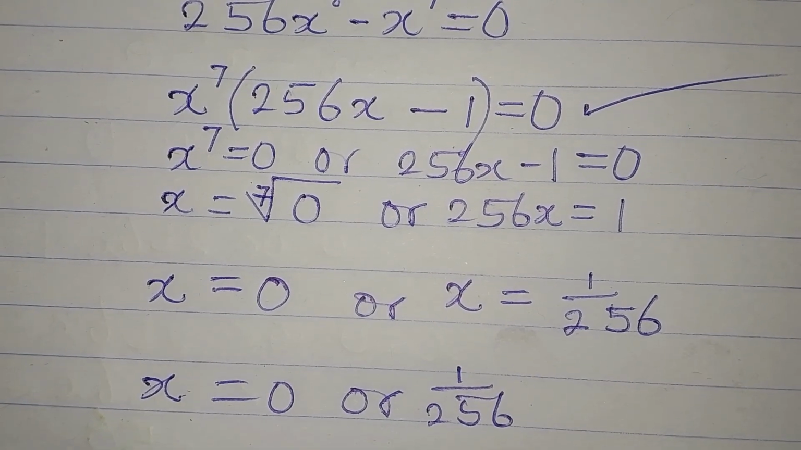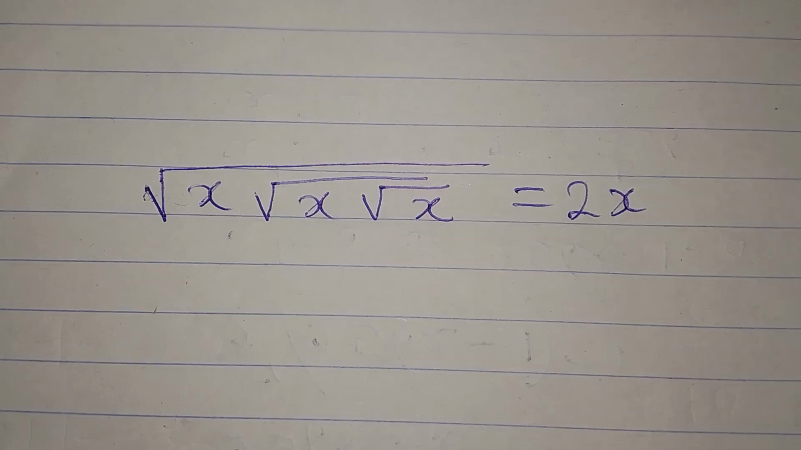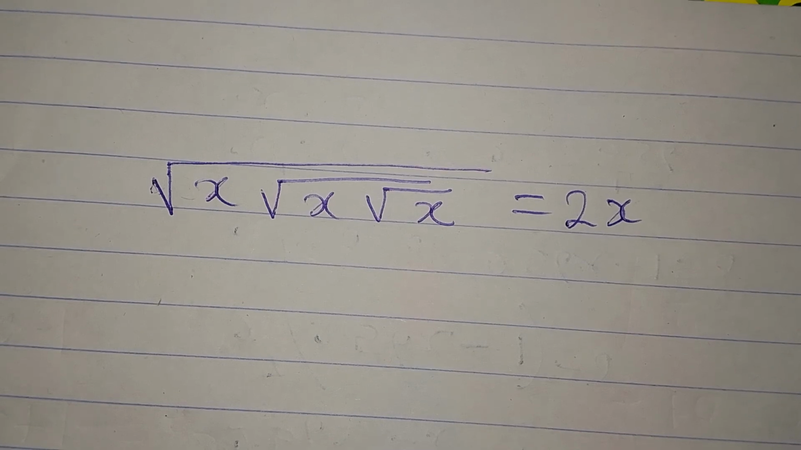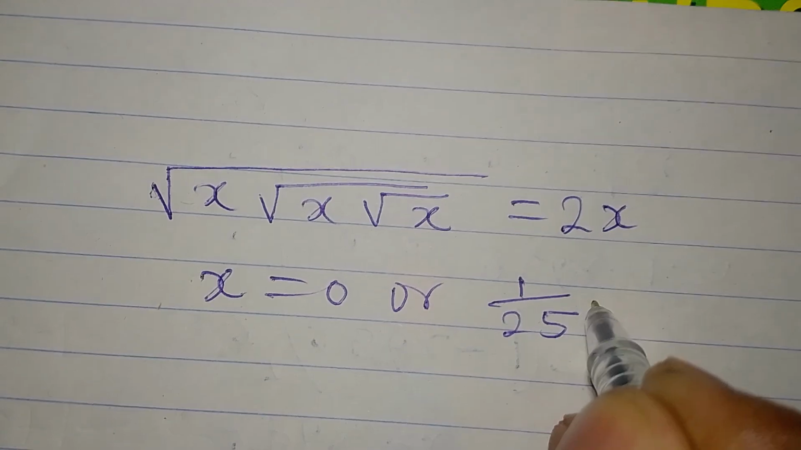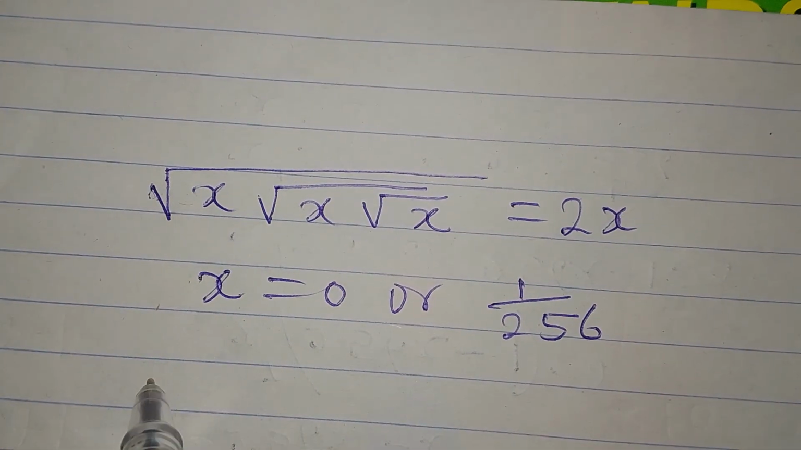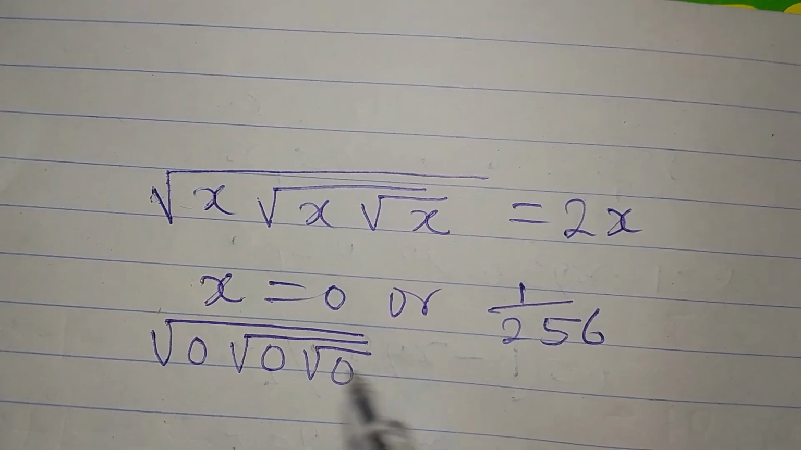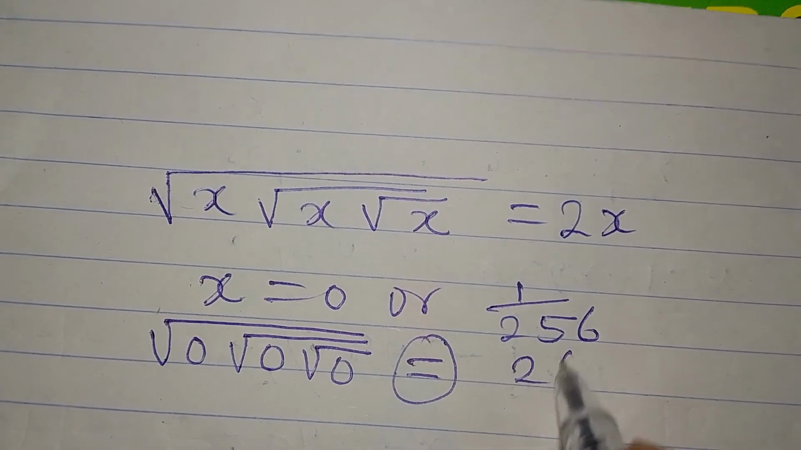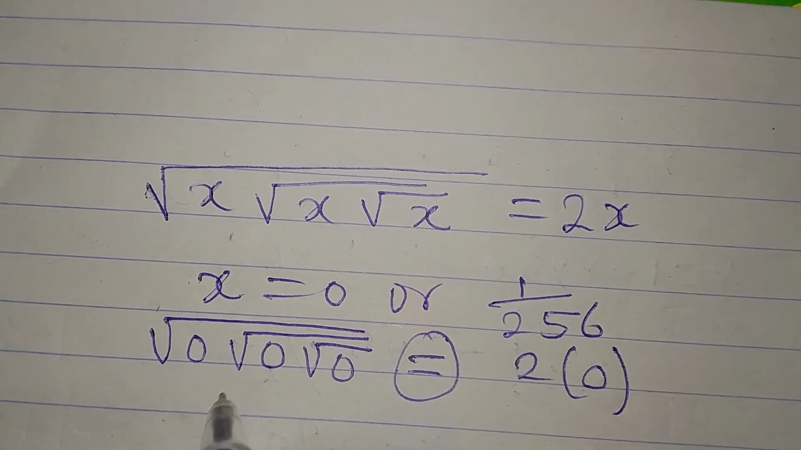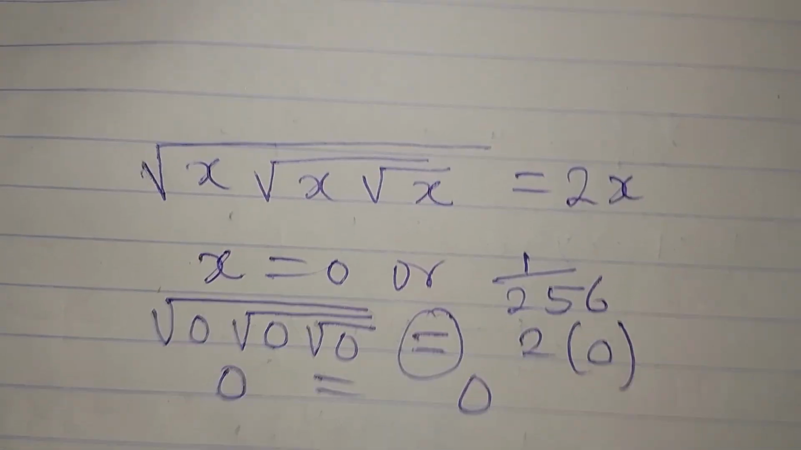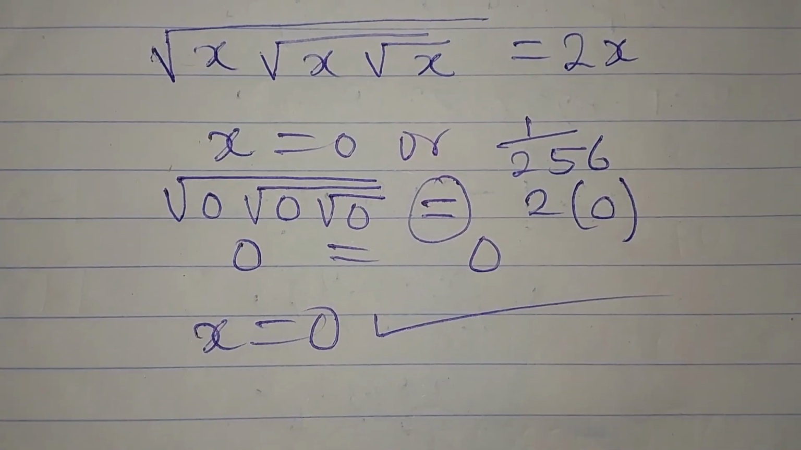But I would like us to verify this very quickly, no waste of time. This is the equation given, and now we have x to be 0 or 1 over 256. So if you put 0, you'll be having square root of 0, square root of 0, square root of 0. Will it be equal to 2 times 0? The answer is yes. Square root of 0 is 0. So therefore, 0 here will be equal to 0 there. So if we say that our x is 0, it's correct because x satisfies.